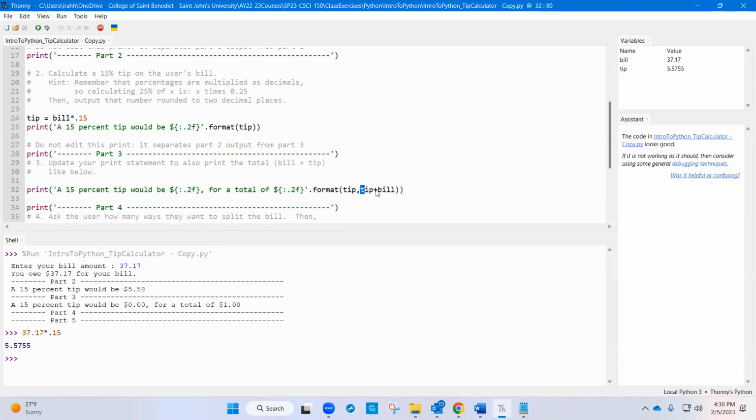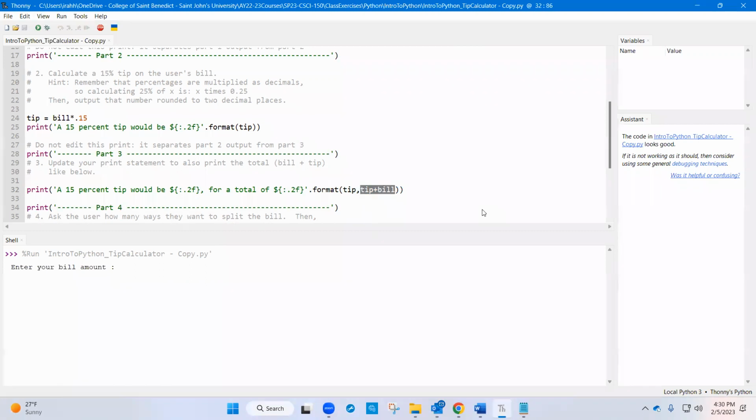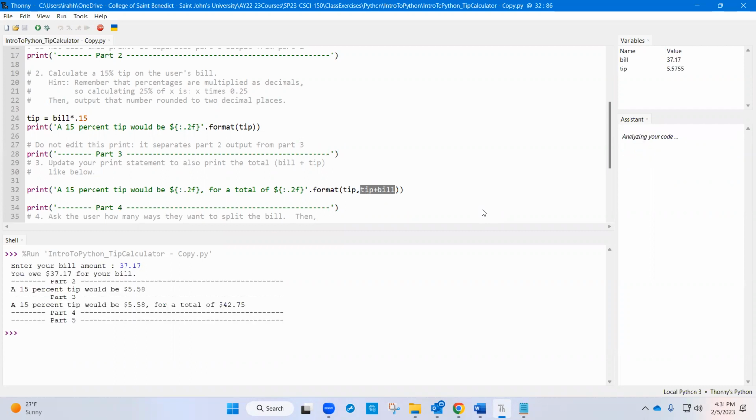We could do it like this. We could put the addition operation over here, or we could have a variable that contains the value and then use the variable instead. So I'll show it to you both ways. 37.17. So now if you add 5.58 to 37.17, you'll get 42.75, which is correct.